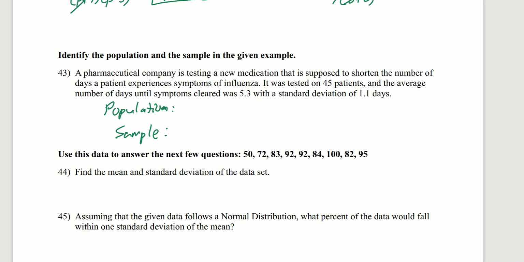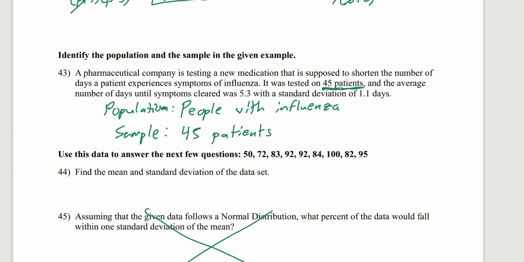So they're testing a new medication that is supposed to shorten the number of days a patient experiences symptoms of influenza. So the whole population that I'm trying to figure out information about is people with influenza, which really could be anybody who is capable or possible of catching that disease. So that's the entire population. And then what's my sample that I got from that? Well, I got a subset of that population that was 45 patients. So that would be my sample. All right, we talked about how you can cross out number 45 and 46. So last one, number 44.